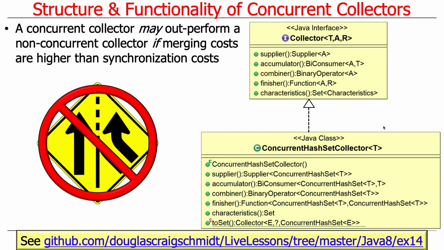Now, why would you go to the trouble of doing this? You would go to the trouble of doing this if merging costs, the cost of merging two non-trivial containers using whatever your favorite container implementation is, a hash map or a tree set or whatnot, if the merging costs are higher than the synchronization costs. If merging costs are low, then it's probably overkill to use a concurrent result container. If merging costs are high, then it may make sense to use a concurrent result container.